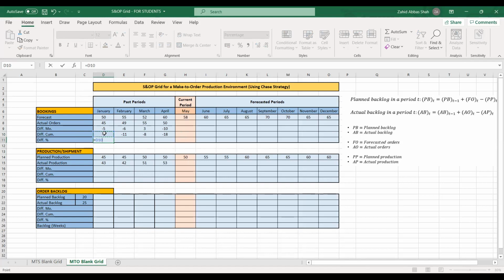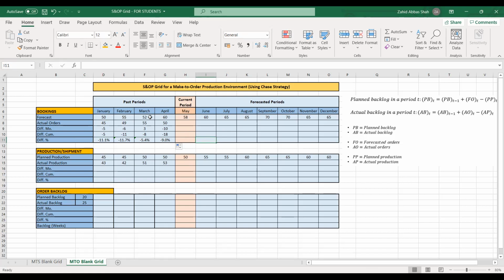So this cumulative difference divided by the sum of the actual orders. We can fix the first cell, so that will be equal to the difference as a percentage. As a whole, for the first 4 months, we are having actual orders less than the forecast. That is something that the negative difference is showing.